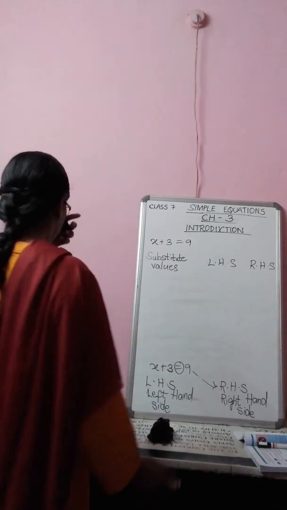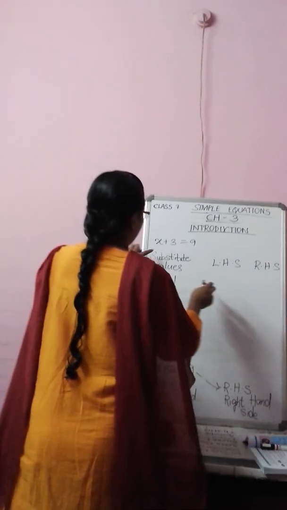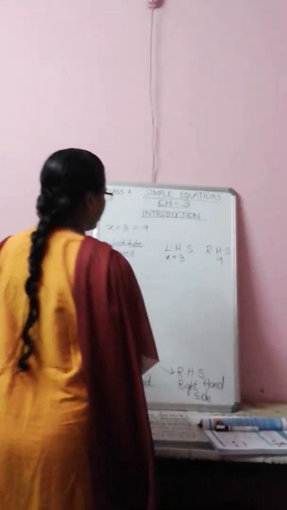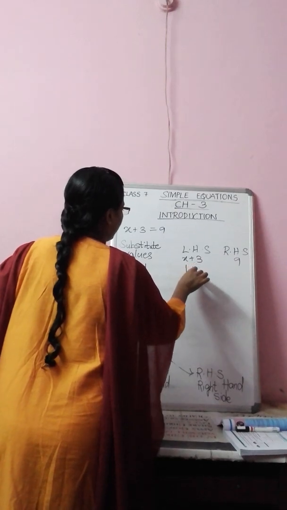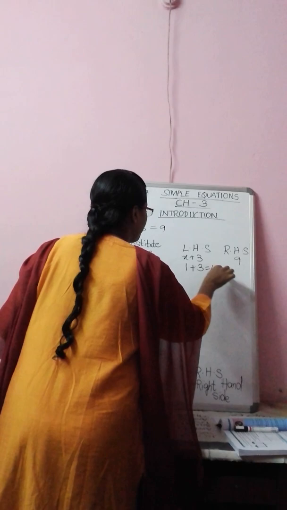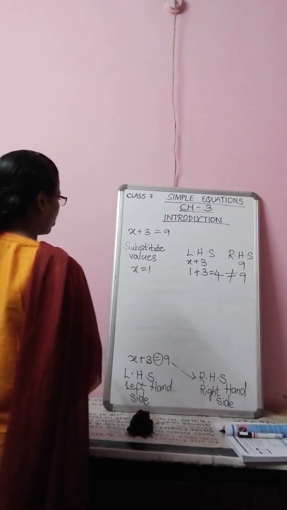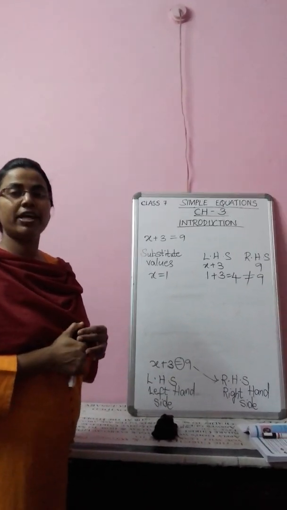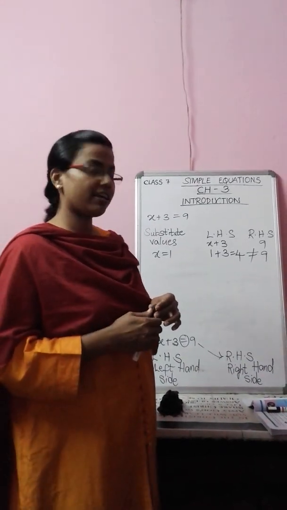Now let us do this. x is equal to 1 if I take. x plus 3 is there in the L.H.S. 9 is there in the R.H.S. Now in place of x, what should I write? 1. Very good. 1 plus 3. 1 plus 3 is how much? 4. Is it equal to 9? No, it's not equal to 9. So this estimation is an error.